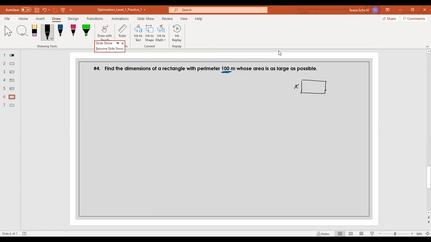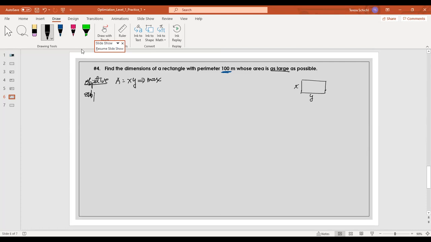So this is my X and Y. What is my objective function here? I want to find the area, right? Area is X times Y. We want to make that as large as possible, so we want to find the maximum value.